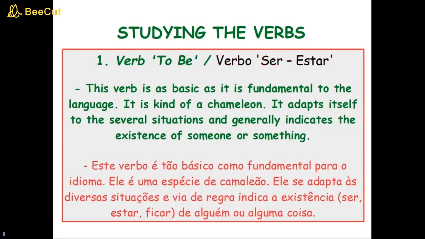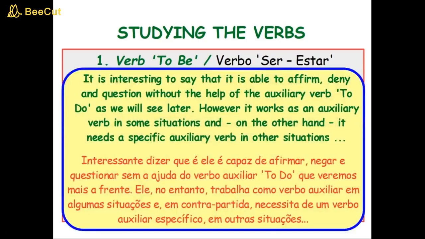Verb to be. This verb is as basic as it is fundamental to the language. It is kind of a chameleon. It adapts itself to the several situations and generally indicates the existence of someone or something. It is interesting to say that it is able to affirm, deny, and question without the help of the auxiliary verb to do, as we will see later. However, it works as an auxiliary verb in some situations and, on the other hand, it needs a specific auxiliary verb in other situations.